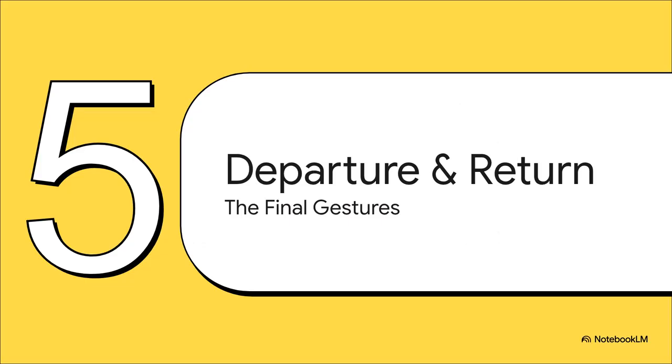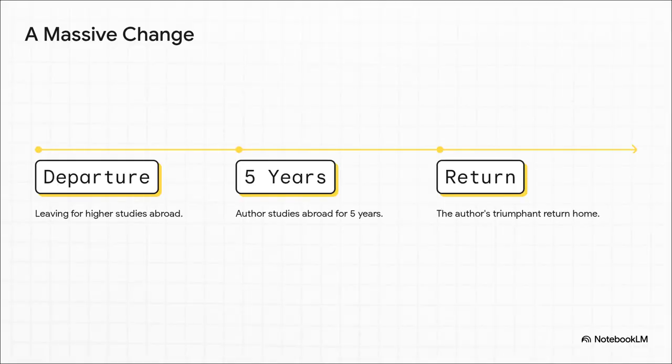Section 5. Departure and the Return. The Final Gestures. Let's track this final timeline. As if the city wasn't enough of a wedge, the author eventually decides he must go abroad for higher studies. This is a journey that will take exactly 5 years.